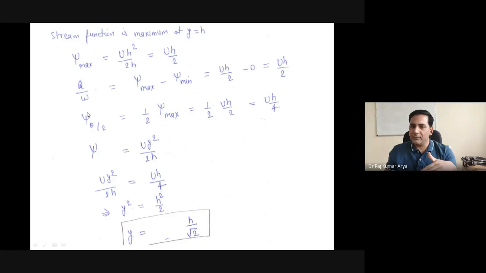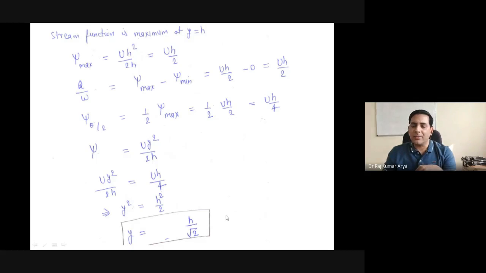Now you already have the formula, q per unit width of the flow, that q by w, which you have derived. So this is the maximum flow, psi max minus psi minimum. Psi minimum is at y equal to 0 only. So you will get u h by 2, that is your total Q, right? Now you want half of that. So half of that would be 1 by 2 of the max here, that is u h by 4. Then equate it in terms of y here. So finally your y is coming h upon root 2.